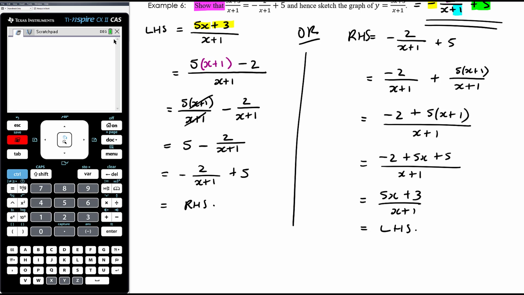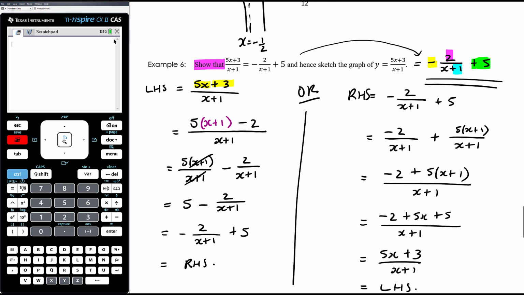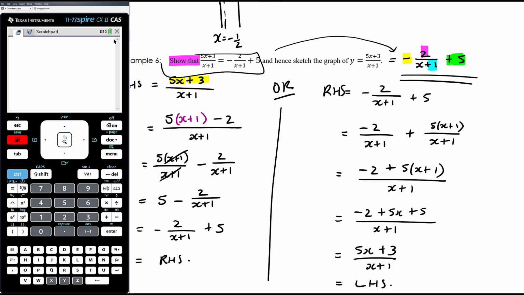Those who do specialist, there's something called partial fractions, which is quite similar to this, although you don't need anything as formal as partial fractions here. Just start by writing the denominator in the numerator and then work out what needs to go around it to still keep it the same. Okay, so we've done the first part of the question, which is to show that these two things are equal.